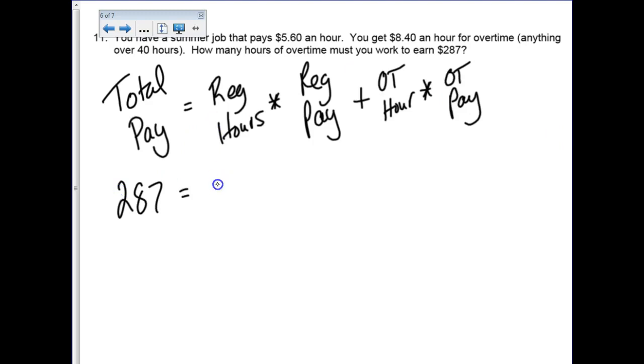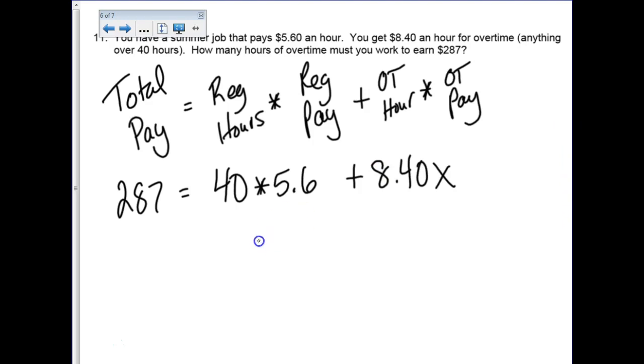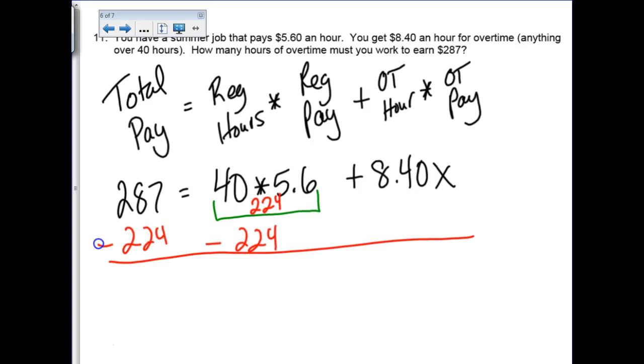$287. Regular hours is 40 times her regular pay of $5.60 plus, I don't know her overtime hours, but I do know her overtime pay is $8.40. So if you don't mind, I'm just going to call that 8.40x. Now this number, whatever this is, I'm going to calculate that real quick. We need to subtract that over. So this is 224, excuse me. So we're going to subtract 224. And then it's $63. So we have $63 that she has to make up in overtime pay.